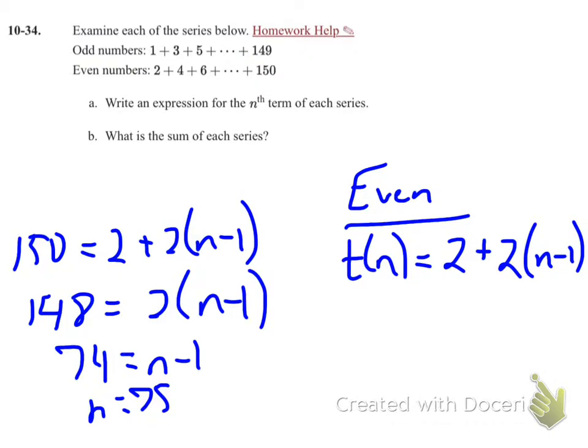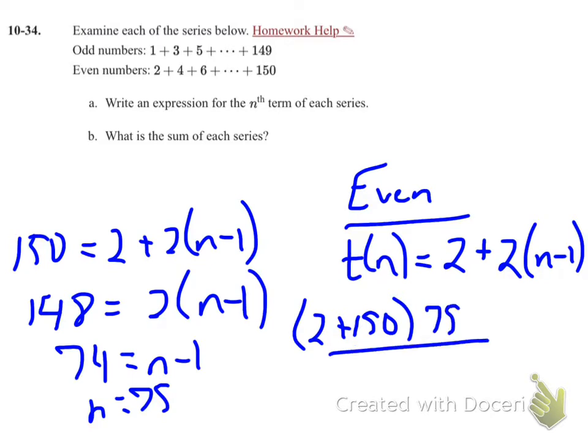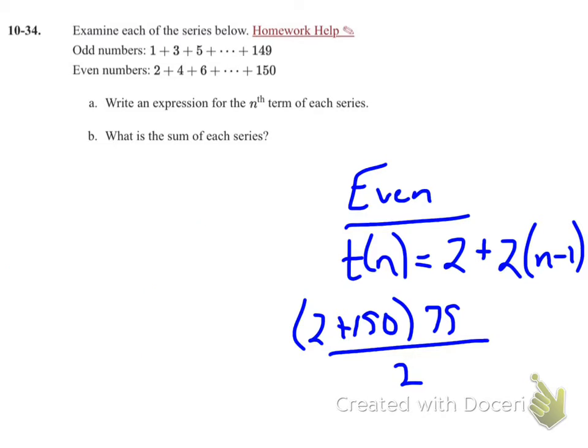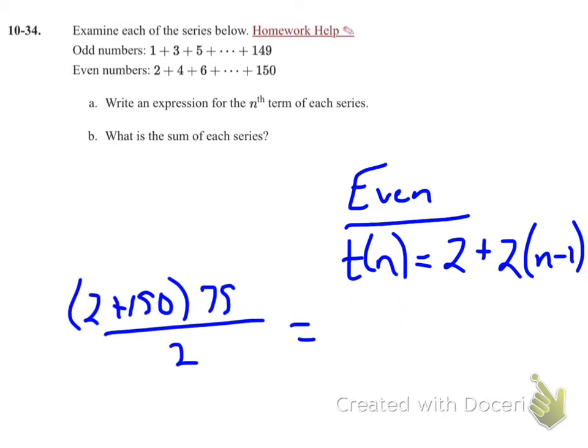But now the sum for the evens. So now I'm going to use my first term plus my last term times 75 over 2. The sum for this one is now going to be 5,700. Hope that helps.